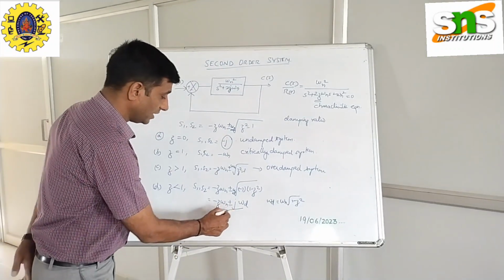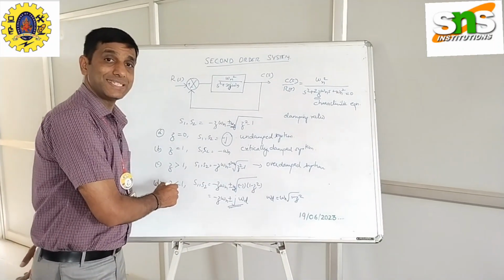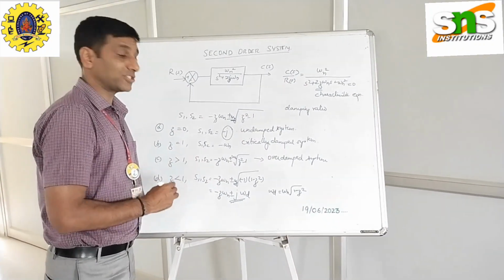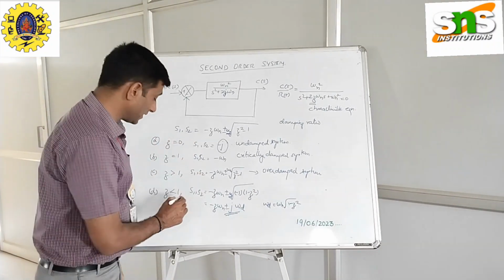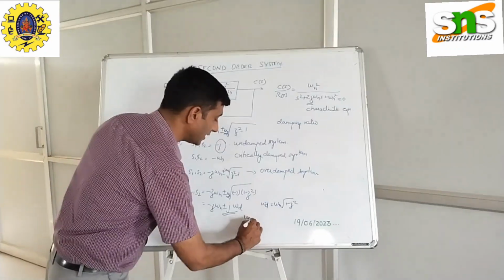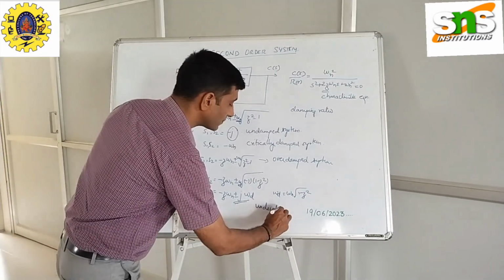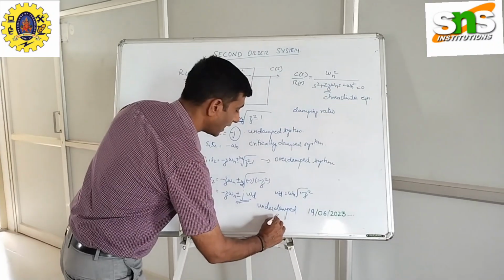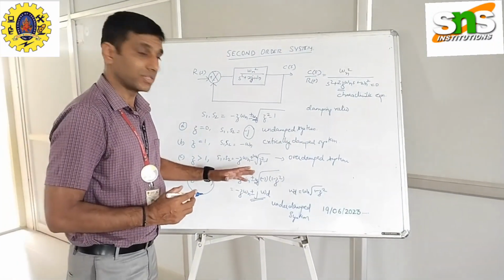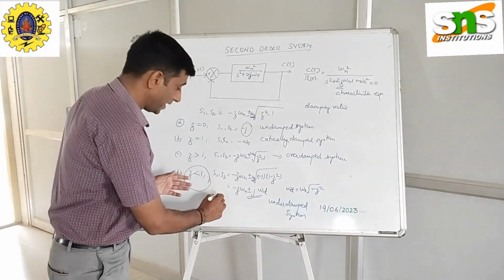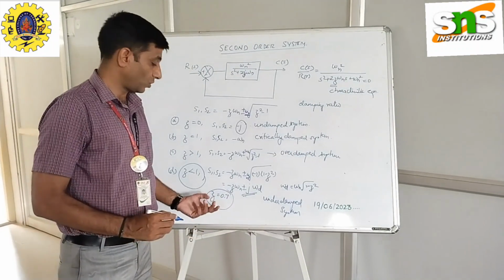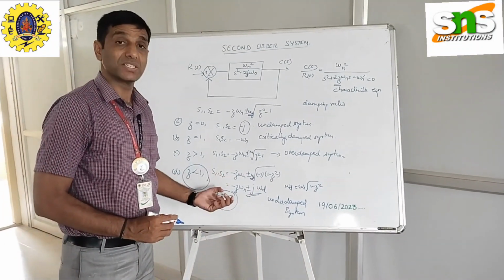Now here you can see the roots. In this case, when zeta is lesser than 1, the roots are complex conjugate. Most of our practical systems lie in this range. So you call this the underdamped system. Most of our practical control systems are underdamped systems, and the most suited value for zeta is 0.7. Most of our control systems lie with this value for best results.